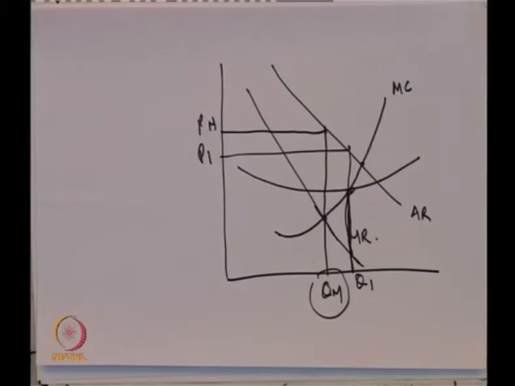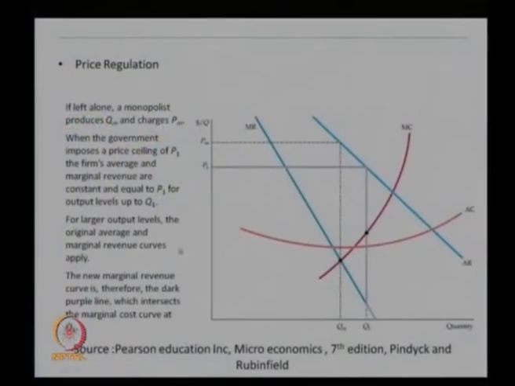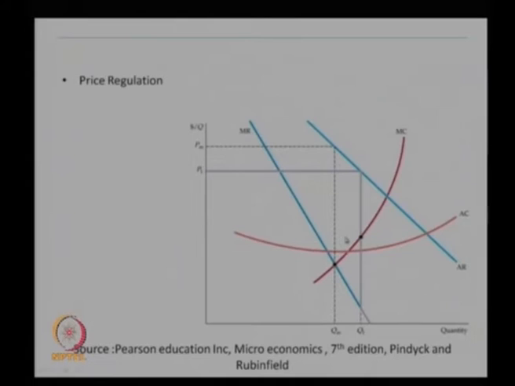So the monopolist always produces QM and charges PM, the monopoly price. But when the price ceiling is imposed, you will find that the quantity is Q1 and the price is P1. For larger output levels, the original average and marginal revenue curves apply, but the new marginal revenue curve is this dark purple line, which intersects the marginal cost curve at Q1.